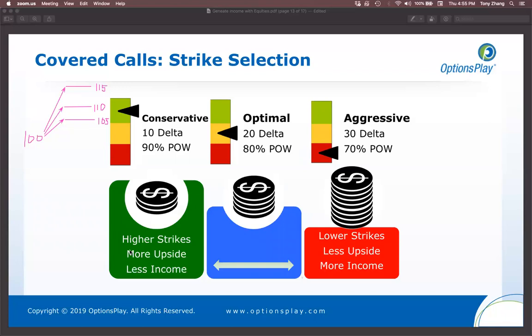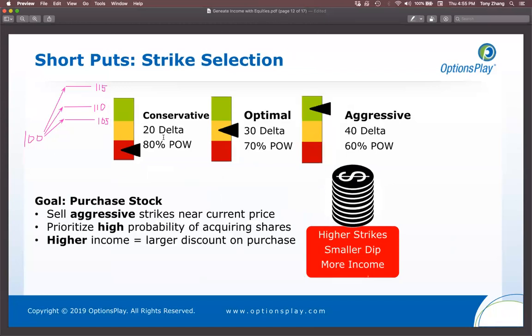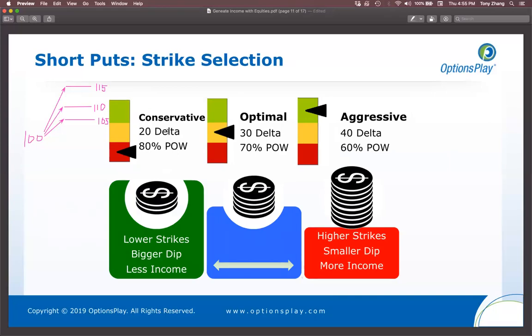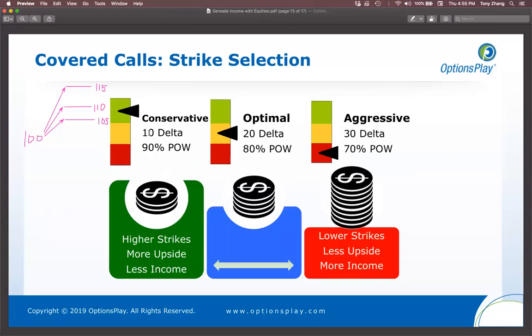So the question is, where do I want to choose these strategies? And I'll back up one second to the puts real quick, actually, because I forgot to cover one thing. And that's delta and POW. So when I refer to, actually, let's use the covered calls. When I refer to a 115 strike as conservative, how do I actually choose those conservative strikes? We always use probability. We always use probability to choose our strike prices, and that's how we're able to get consistency.